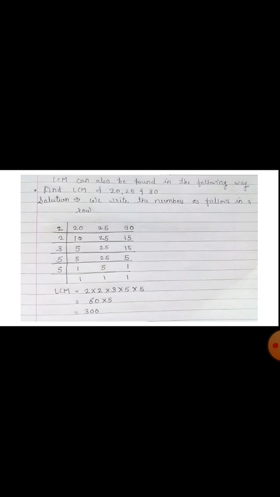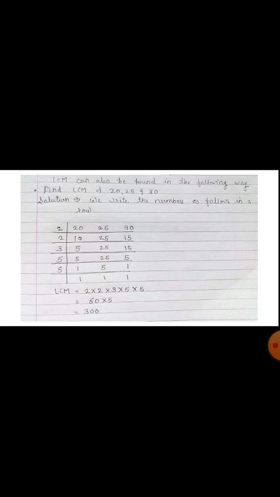LCM can also be found in the following way. Let's find the LCM of 20, 25 and 30. Write the numbers in a row as given here: 20, 25 and 30. Divide by the least prime number which divides at least one of the given numbers. Here it is 2. 2 is the least prime number, and here 20 and 30 can be divisible by 2. So write 2 at the left hand side. If we divide 20 by 2, the answer or the quotient will be 10.